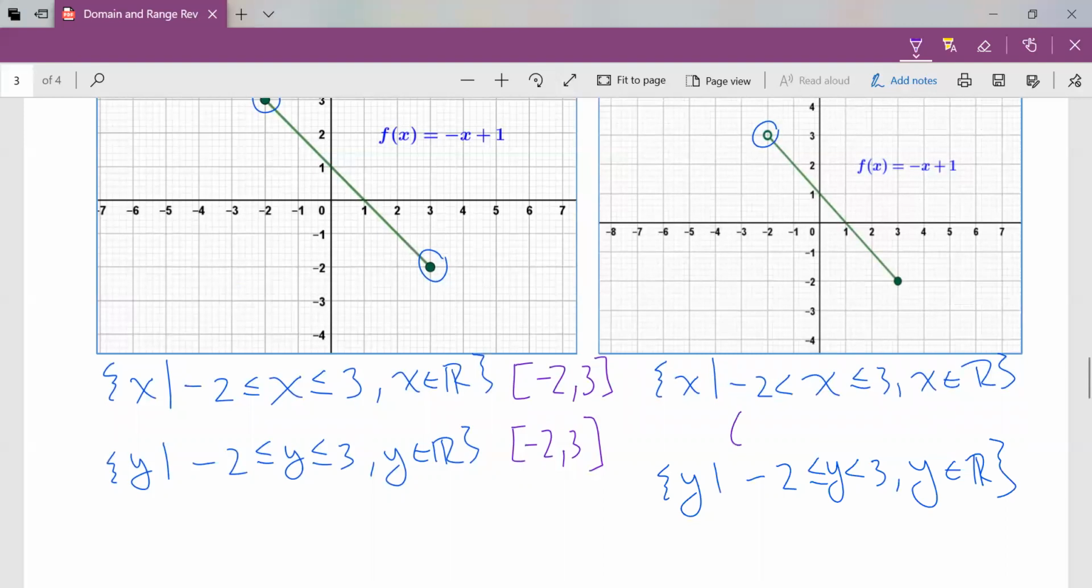Interval notation doesn't include -2, but it includes 3. So I use a parenthesis and a bracket respectively. And the same thing for the range, just like that. Okay, so that's how we're going to write our notation when our graphs are sandwiched in between 2 points. Let's try just a couple more.